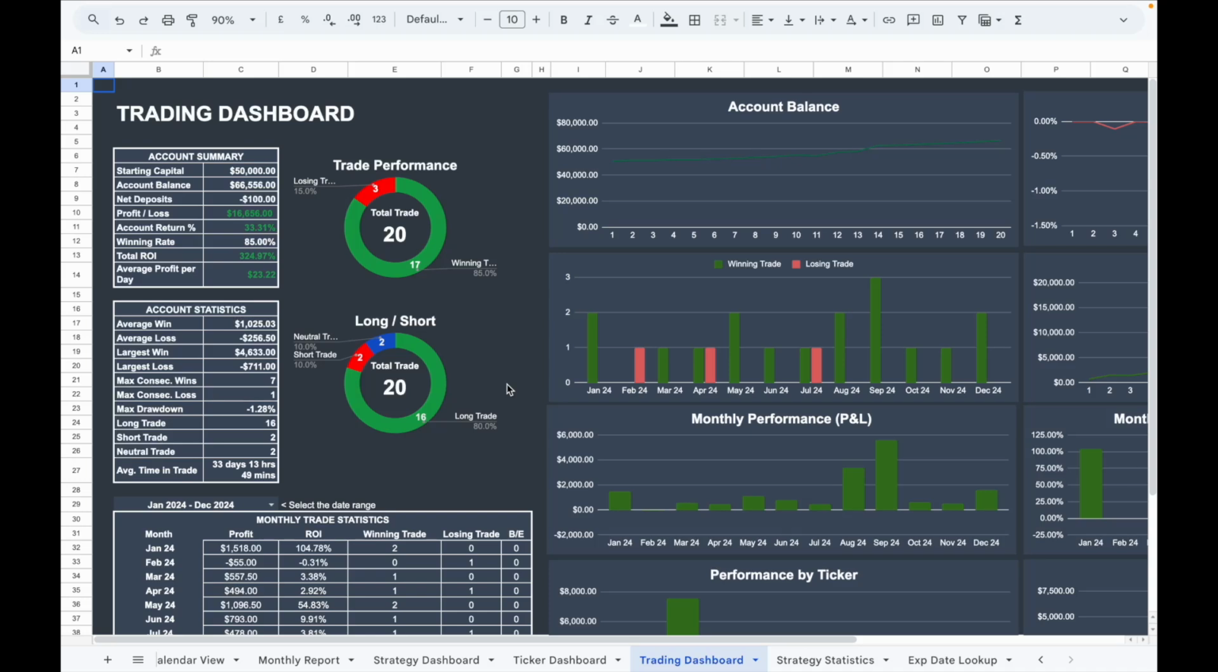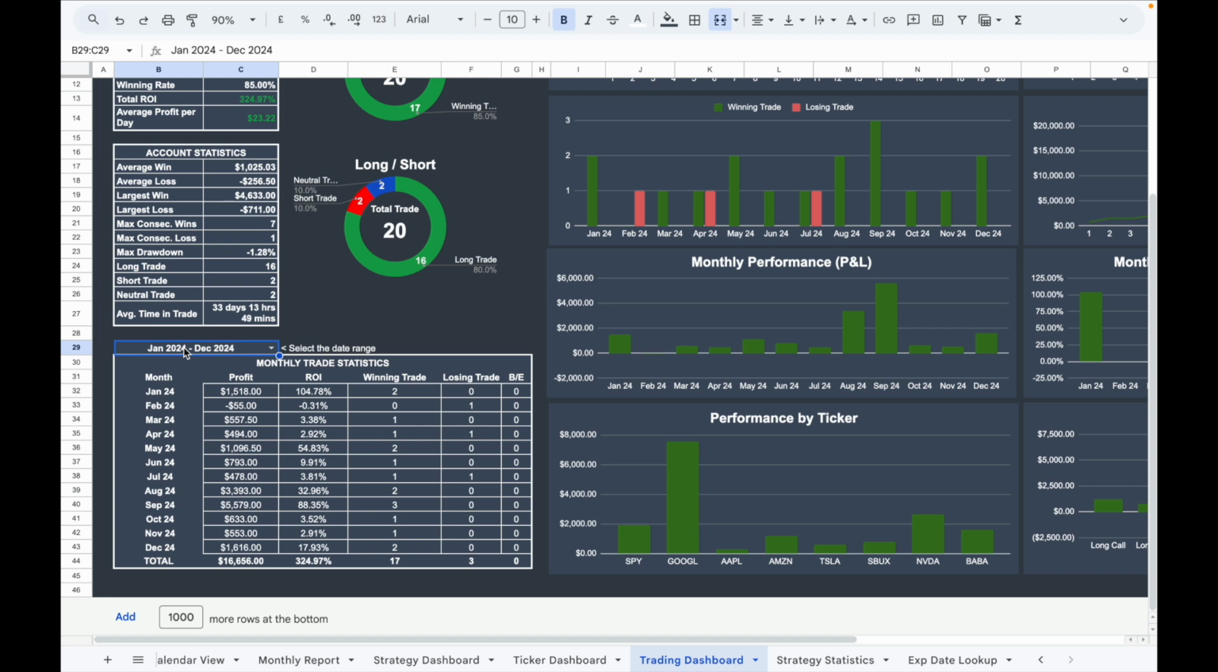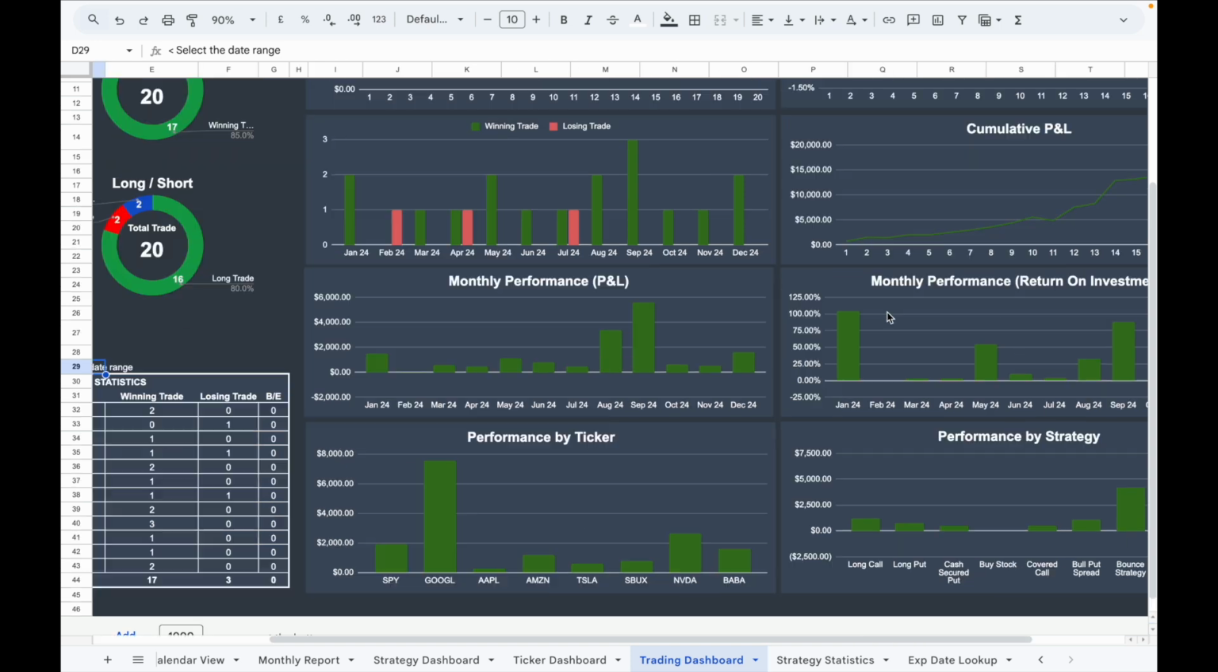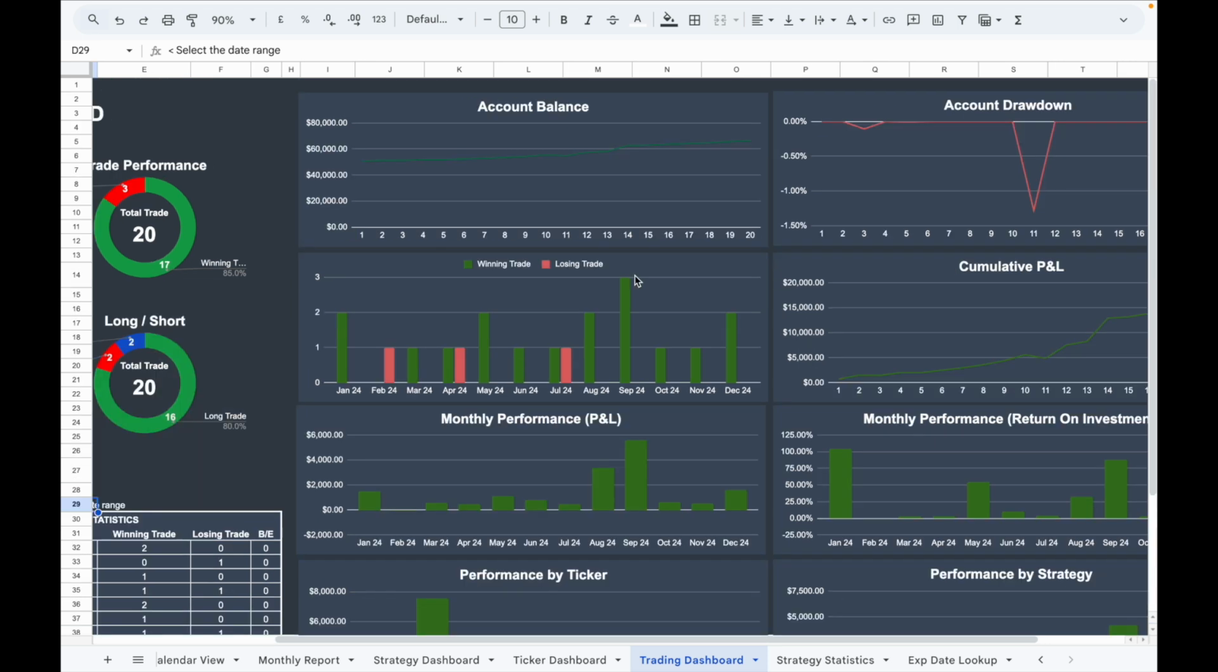The pie chart shows your trade performance, such as number of winning or losing trades, as well as long or short trades. The table below shows monthly trade statistics. You can select the date range up to 5 years, and the table below will show you the statistics accordingly. The graph of monthly performance in P&L, ROI, and winning and losing trades will change according to the date range you have selected.